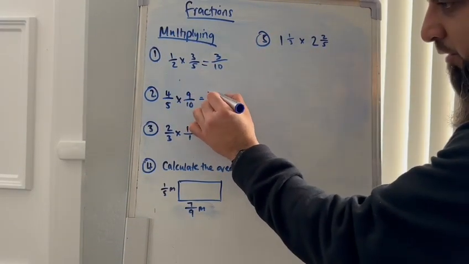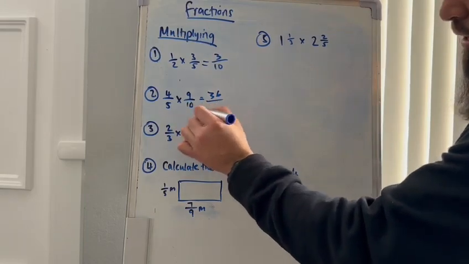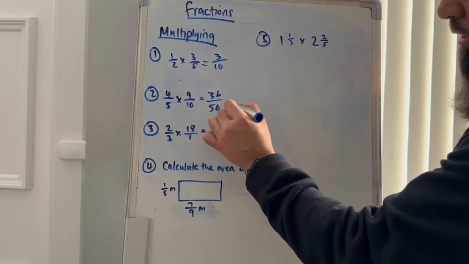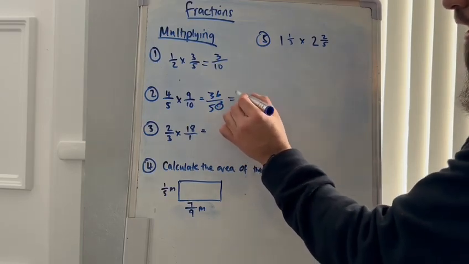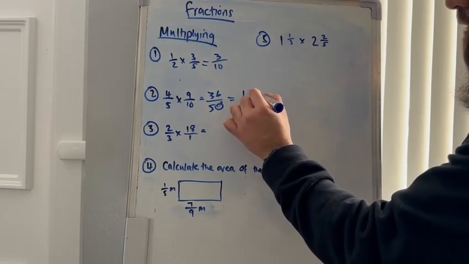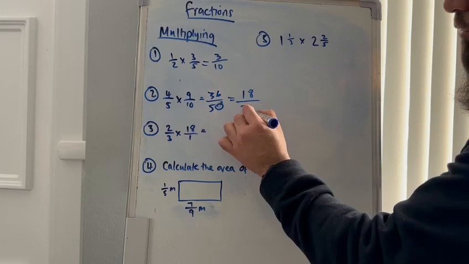4 times 9 is 36, and 5 times 10 is 50, and both of these can be halved. So it becomes 18 over 25.